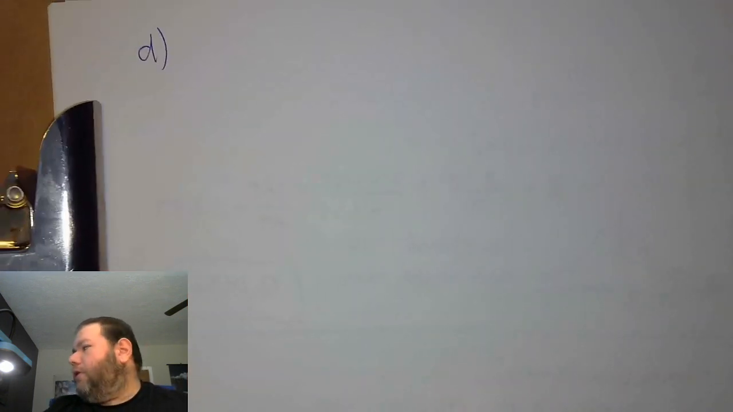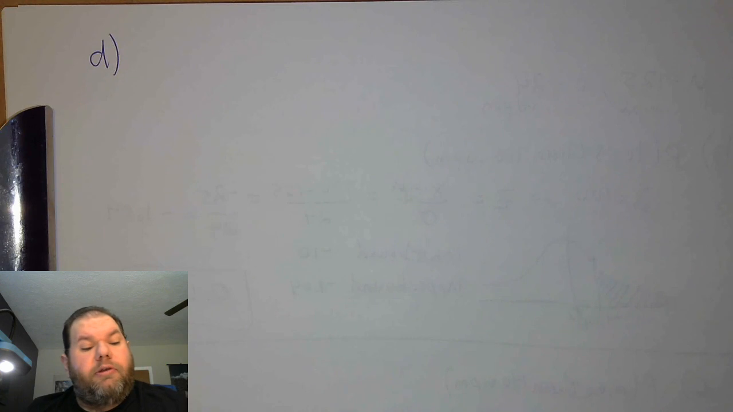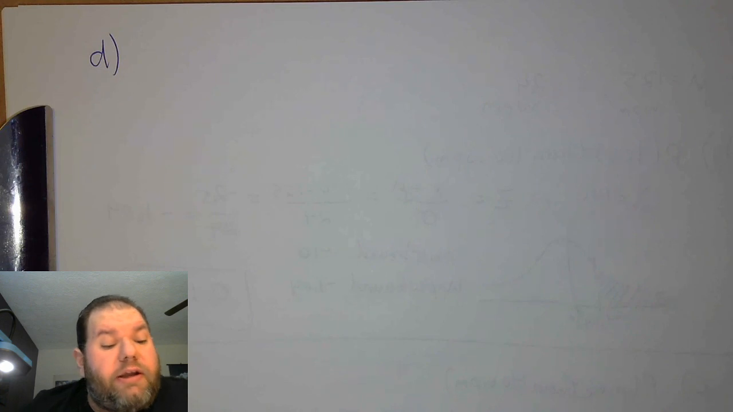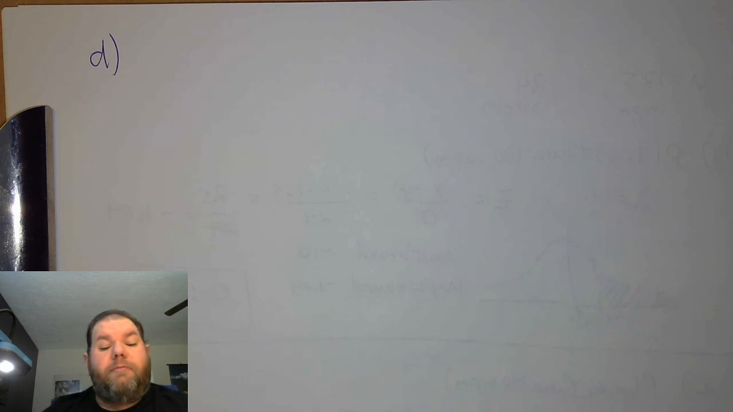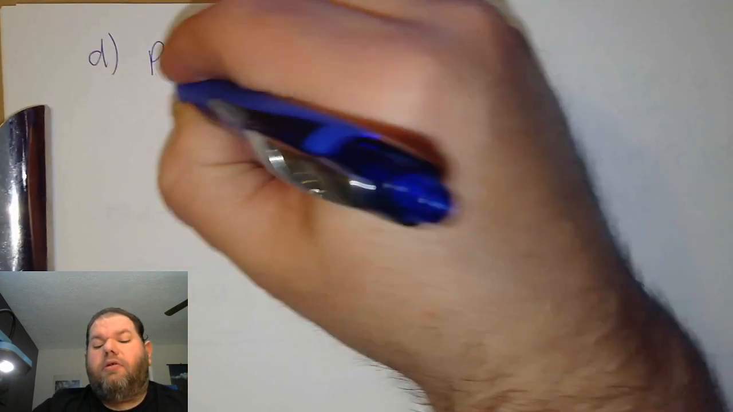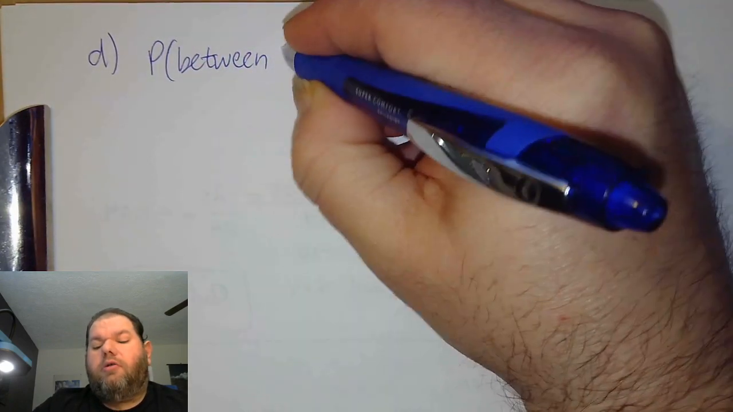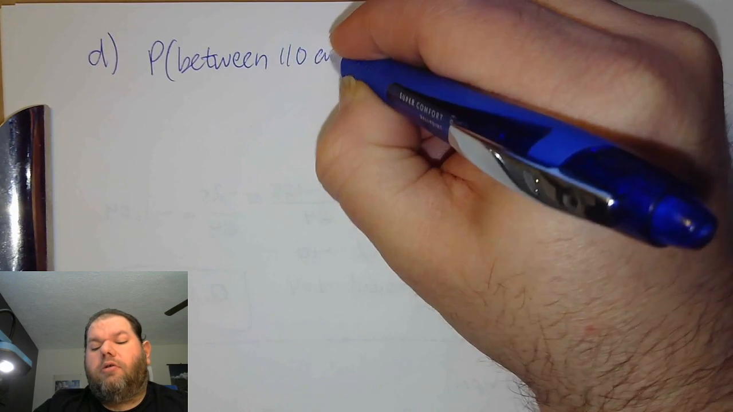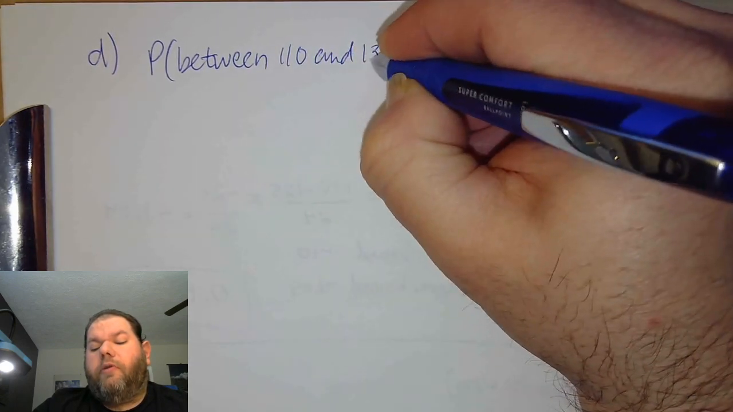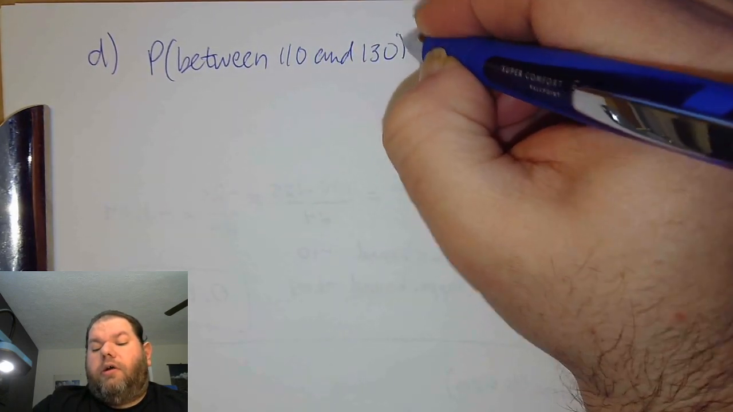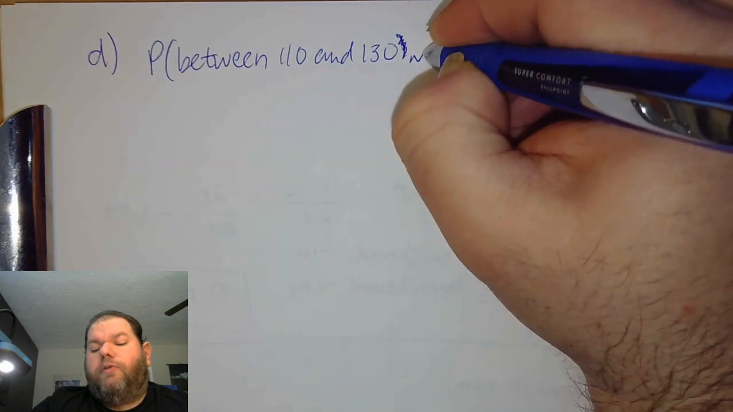Part D. Find and interpret the probability that a randomly selected 6th grade student reads between 110 and 130 words per minute.